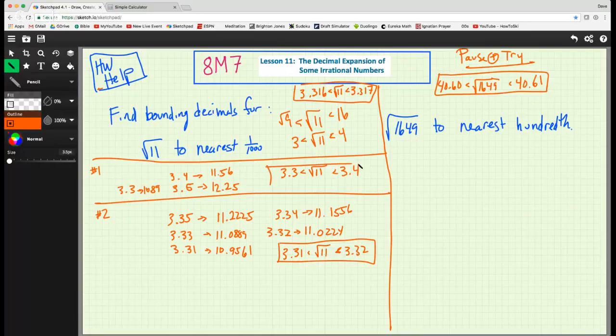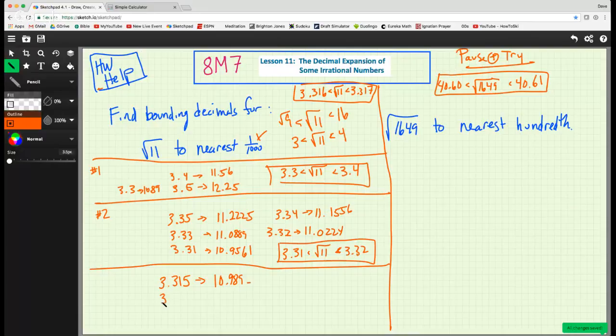approximation, but we want it to the nearest 1,000th. This is only to the nearest hundredth, so we have to go one more time. And so now we have to try all the numbers starting with 3.31, and we'll start in the middle at 5. 3.315 squared. That's equal to 10.989 some, etc. That's too small, so we need to go bigger to find the upper bound.